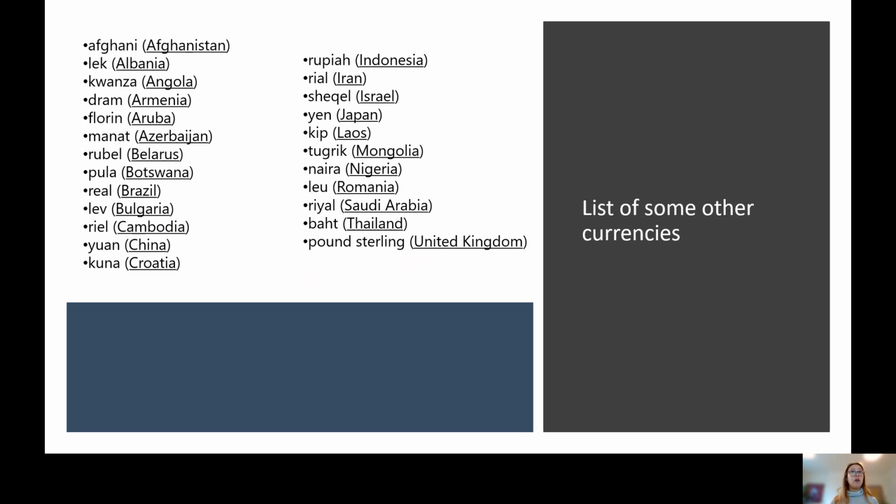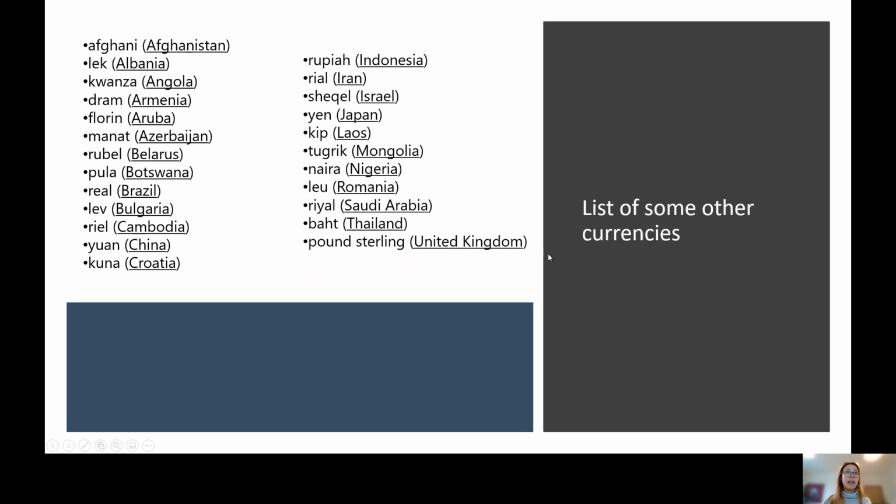So moving on, here is a list of some other currencies that are used in other countries. So we know Indonesia uses the rupiah. India and Pakistan use their own currencies called the rupee. They're both different ones, but they sound similar to the rupiah. Iran uses the rial, Israel the shekel, Japan the yen, and you can look at this in your own time.